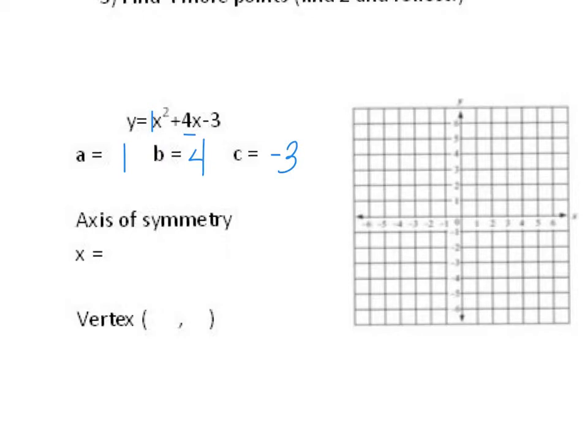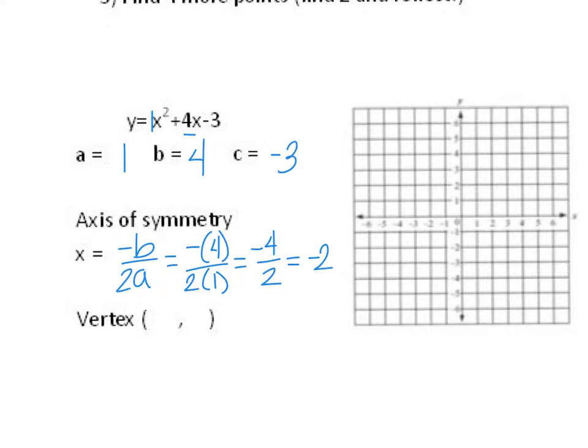Axis of symmetry, we find that by going negative b over 2a. So make sure you're writing this on yours. That would be negative b, which is 4, over 2a, where a is 1. So we have negative 4 over 2, which gives us negative 2. So our axis of symmetry is x equals negative 2. And what that means for the graph is, sorry, I know mine's kind of blurry, but for the graph that means we have this axis of symmetry at negative 2.